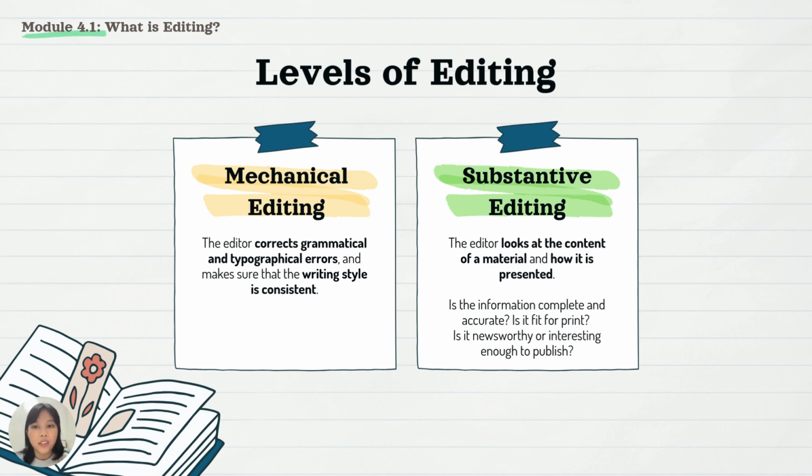So, in a nutshell, mechanical editing is looking at the small details or at the micro level, while the substantive editing is looking at the big picture or at the macro level. Kumbaga, sa mechanical editing, mechanical, no? Yung mga tiny details, yung nitty-gritty, dyan natin siya ginagawa. Kay substantive editing, yung substance nung ginagawa natin, dyan natin siya tinitingnan.